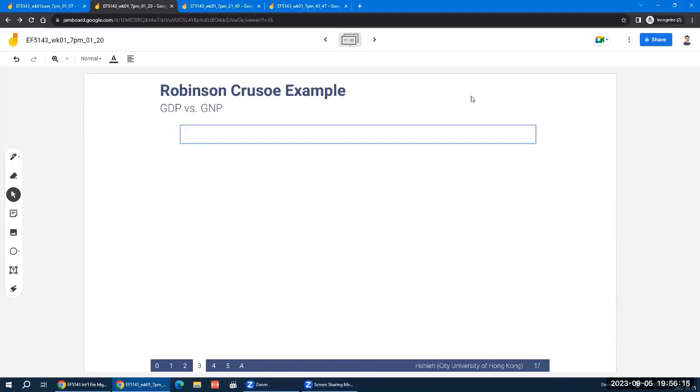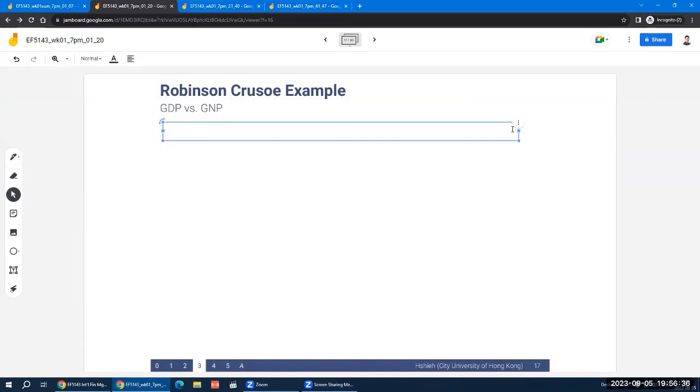So Robinson Crusoe is a novel about a person living on an island by himself. That's why it's called Robinson Crusoe. But in economics, we use this example as a representation of a closed economy. We want to know what happens when you open the economy to multiple countries, right? That's why we're using this name. In any case, let's start an example here.